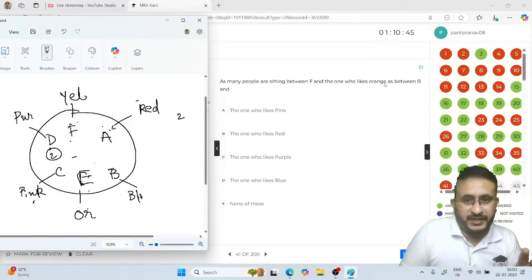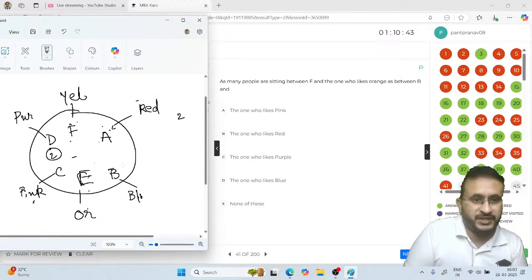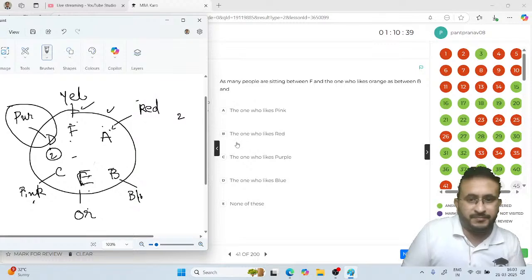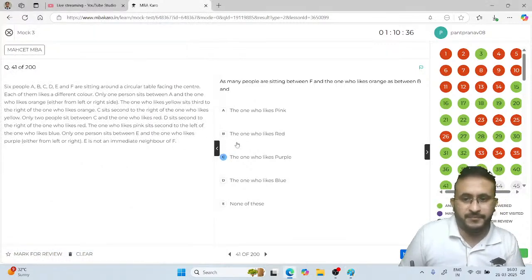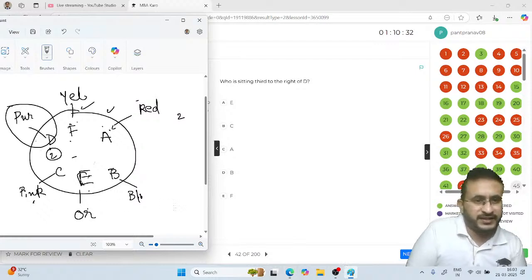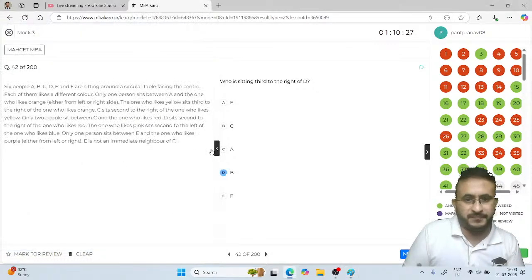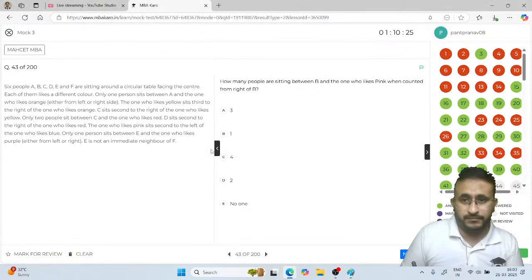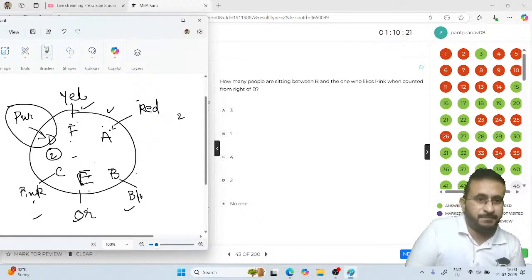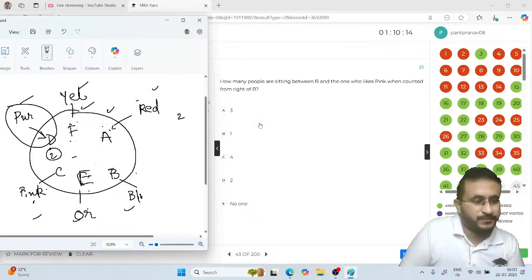Okay, now we need to see between B and whom it is saying. So B and 2 people, which one will it be? 1, 2, that means D, the one who likes purple. Third to the right of D, so this is D. Third to the right, first, second, third, that is blue or B. B and pink, right of B. So this is B and pink. This is pink. So people in between, one, two, three. So three people in between.